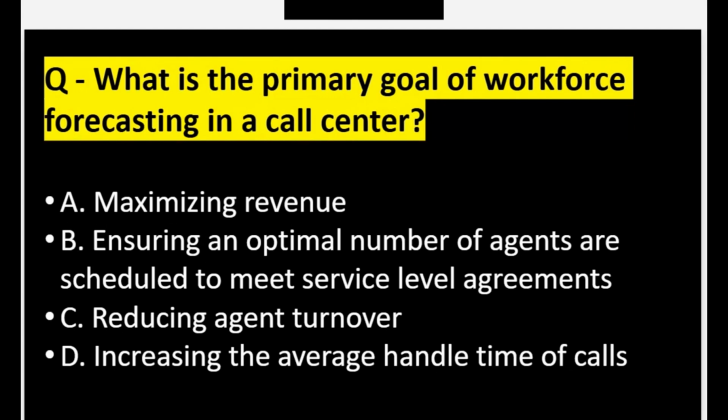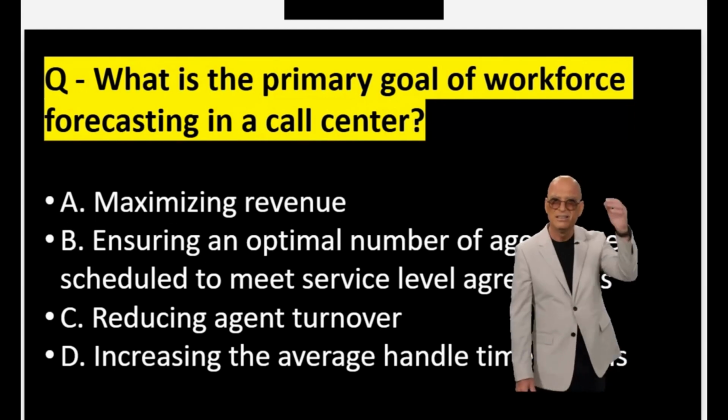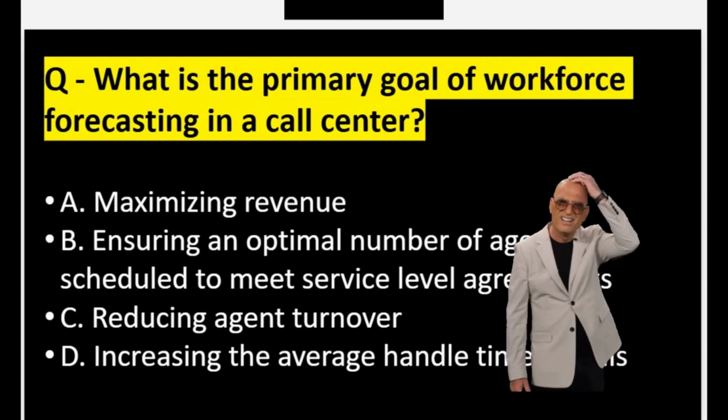Answer for this question is option number B, to ensure that we have the optimal number of agents scheduled to meet the service level agreements. Service level is something which is decided between the company and the client. If the service level target is 80-20, 80% of calls should be answered within 20 seconds. So that has to be met. It could be at the day-end level, it could be interval wise. So this is the primary goal of workforce forecasting, to make sure that you have the right number of resources available to meet the different client KPIs.